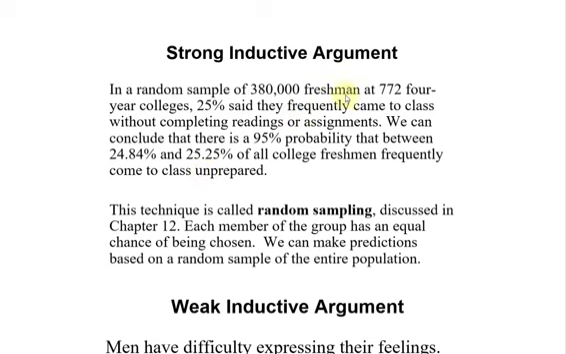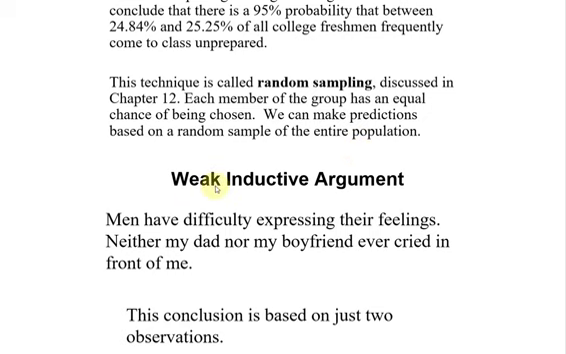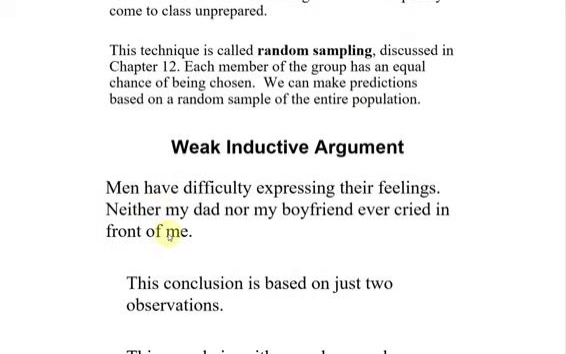Compare that to a weak inductive argument, from this example: men have difficulty expressing their feelings. Neither my dad nor my boyfriend ever cries in front of me. Now, this person makes a conclusion just by looking at two cases, her dad and her boyfriend. So we only have two people, and she makes the conclusion with just two observations. So it's very, very weak.